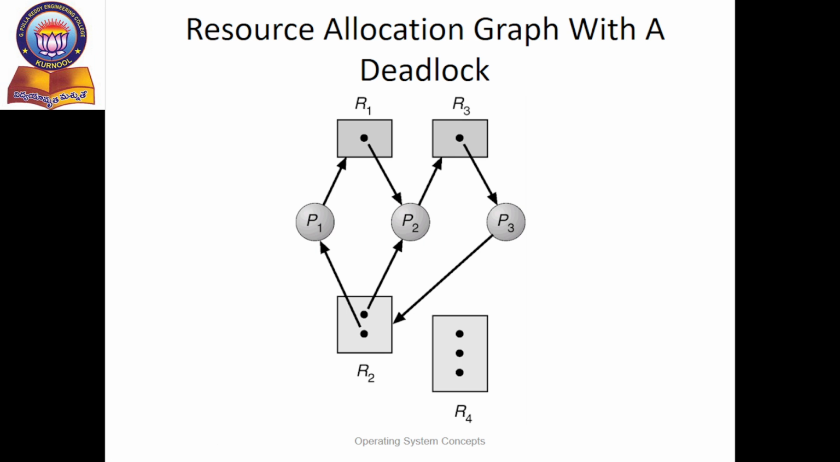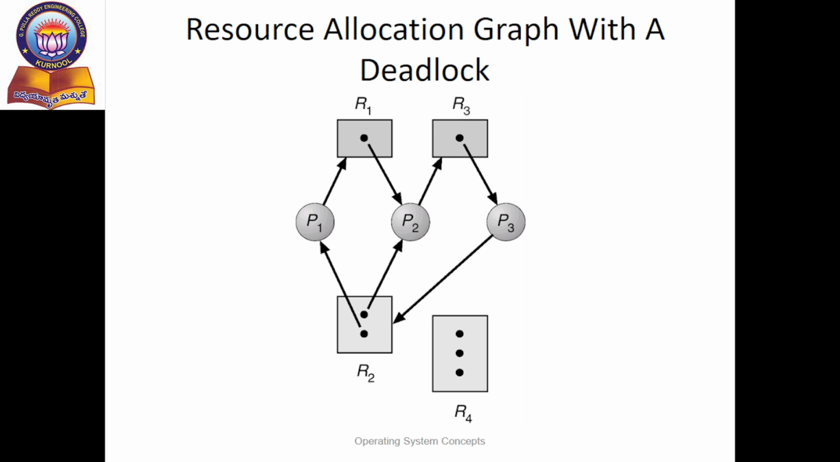It has to wait until process P2 or P1 releases that particular resource. Here we can observe one thing: we have a cycle. From P2 to R3 there is an edge, from R3 to P3 another edge, and again from P3 to R2 there is another edge. So here we completely form a cycle.